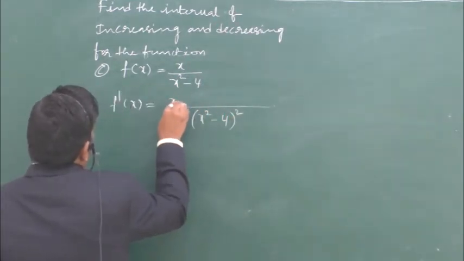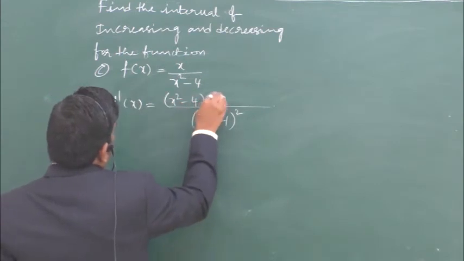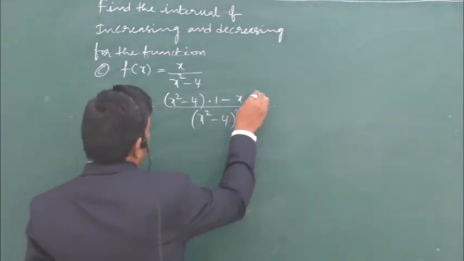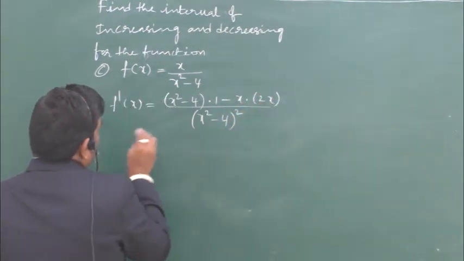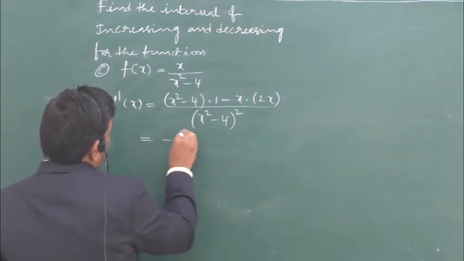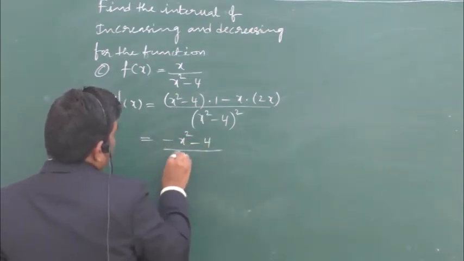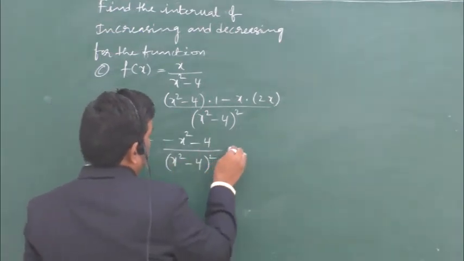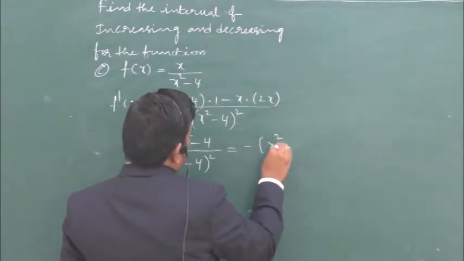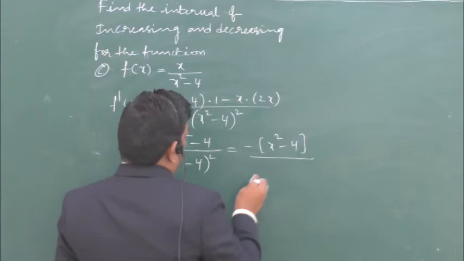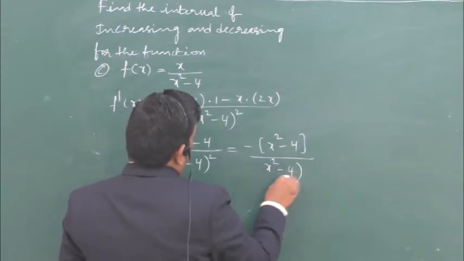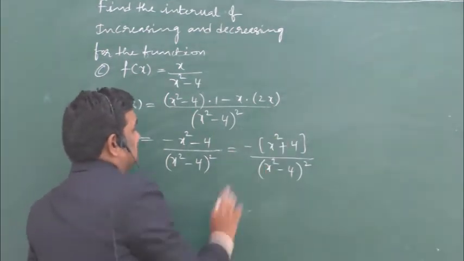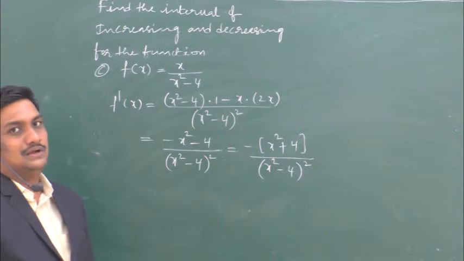and the numerator will be (x² - 4) into the derivative of x, which is 1, minus x into the derivative of x² - 4, which is 2x. So it is (x² - 2x² - 4)/(x² - 4)². Now you take minus common. It is -(x² + 4)/(x² - 4)².